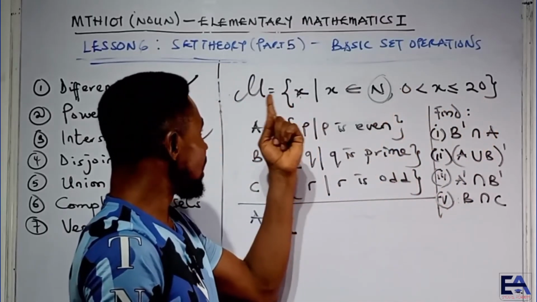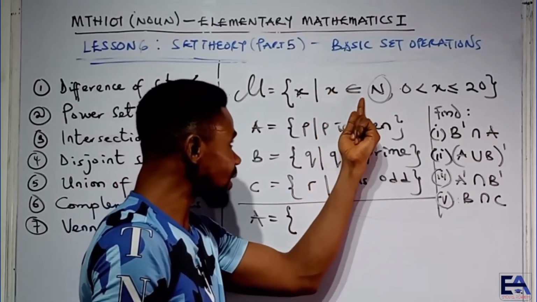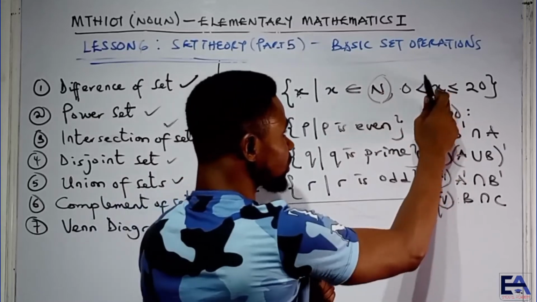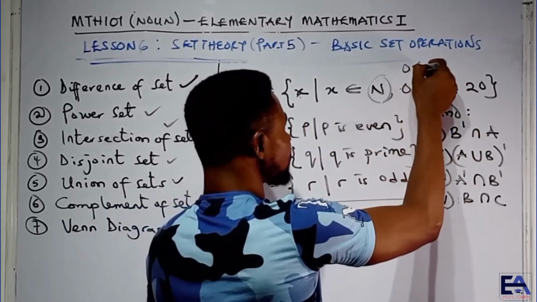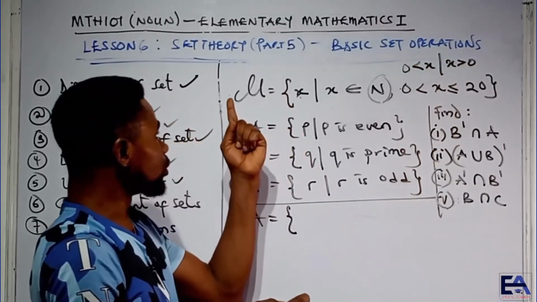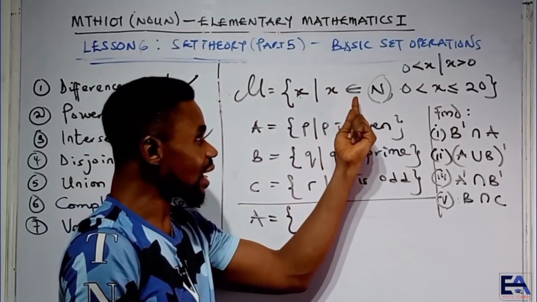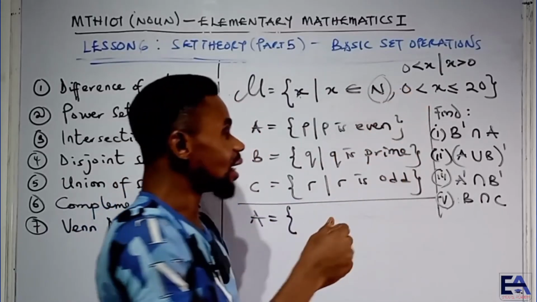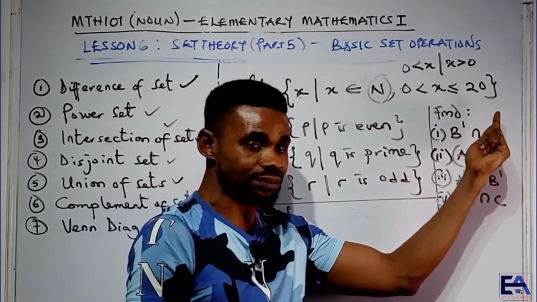Because when it says the universal set is a set of some numbers such that those numbers are natural, and those numbers are greater than 0 but less than 20. If you say 0 is less than X, it means that X is greater than 0. So this comma means and those numbers are greater than 0 but less than or equal to 20.